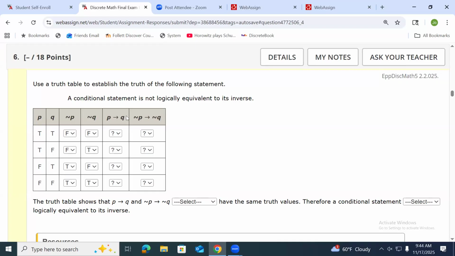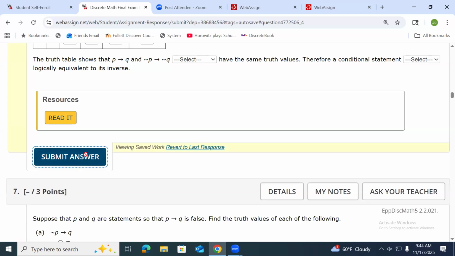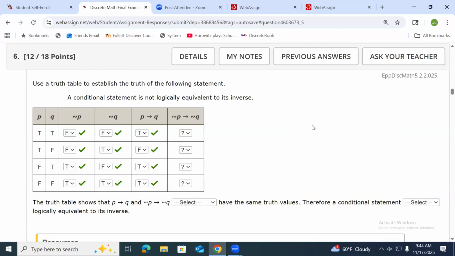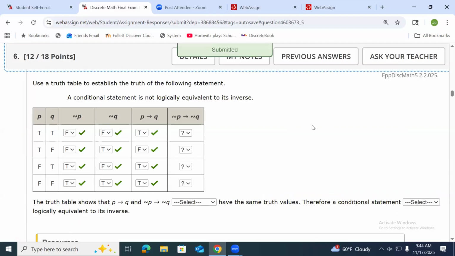So keeping that in mind, tell me what I should put into the boxes. Good job. So let's check all of those real quick. Perfect. Okay, now the next one says not P implies not Q.